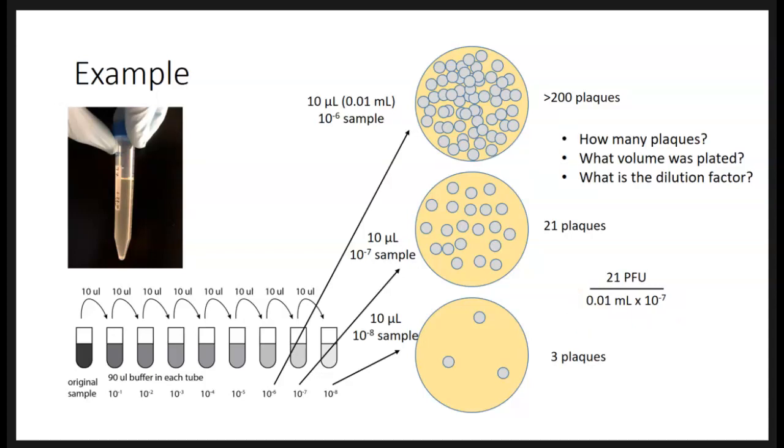We can then do the math and come up with 2.1 times 10 to the 10, or 21 billion PFU per milliliter in this concentrated phage sample at the beginning.